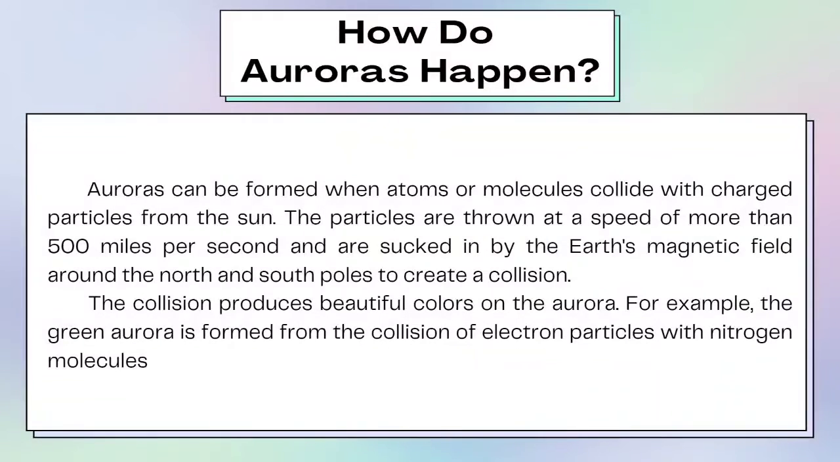How do auroras happen? Auroras can be formed when atoms or molecules collide with charged particles from the sun. The particles are thrown at a speed of more than 500 miles per second and are sucked in by the Earth's magnetic field around the north and south poles to create a collision. Collision produces beautiful colors on the aurora. For example, the green aurora is formed from the collision of electron particles with nitrogen molecules.